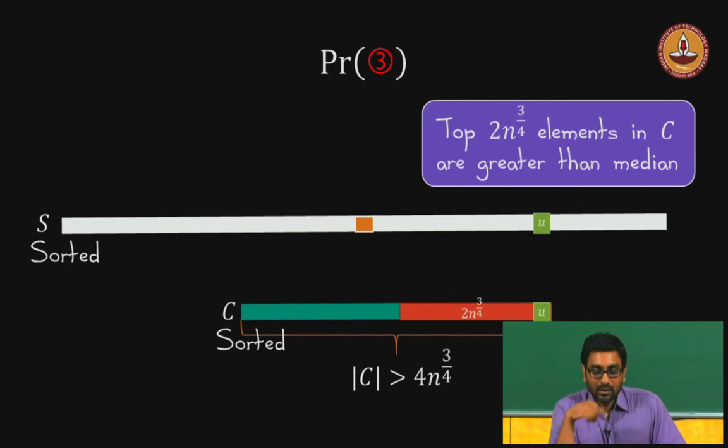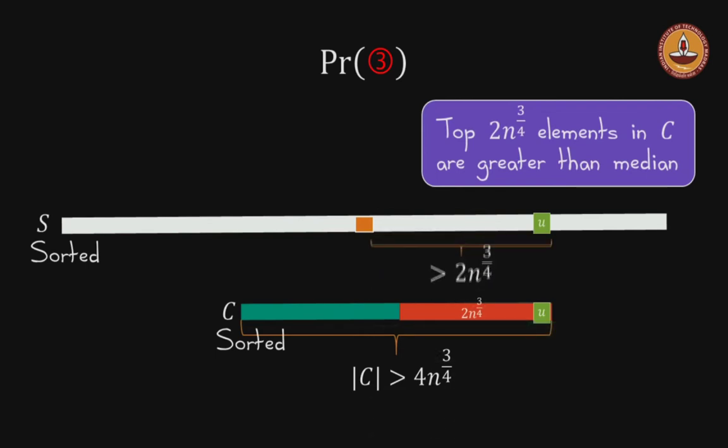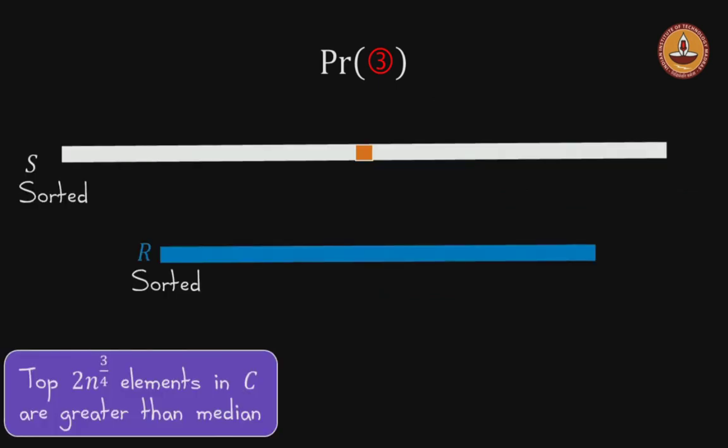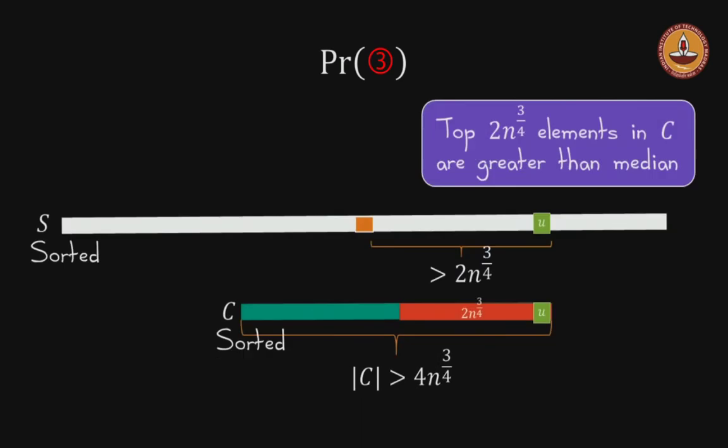So, basically what is the rightmost element in this C? That is this element u, and what is happening is that element u is, what is the intuition here? The element u is occurring too far away from the median element. Okay. This portion is greater than 2 n to the 3/4. That is why this red portion, which is of size 2 n to the 3/4, is fully to the right of the median.